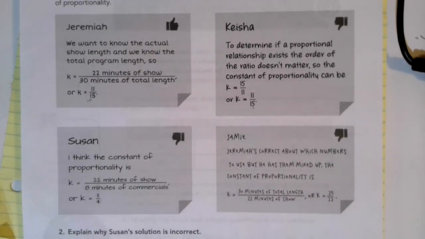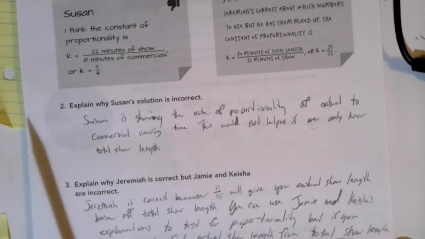So let's take a look at these. First, let's look at Susan's. She was the only one that used commercial length in hers. Why is she incorrect? Susan is showing the rate of proportionality of actual show length to commercial viewing time. This doesn't help us if we only know the total show length. Okay, it does not help us if we only know the total show length.